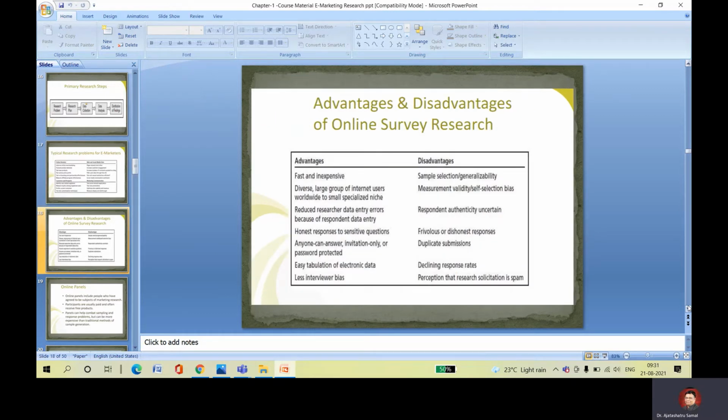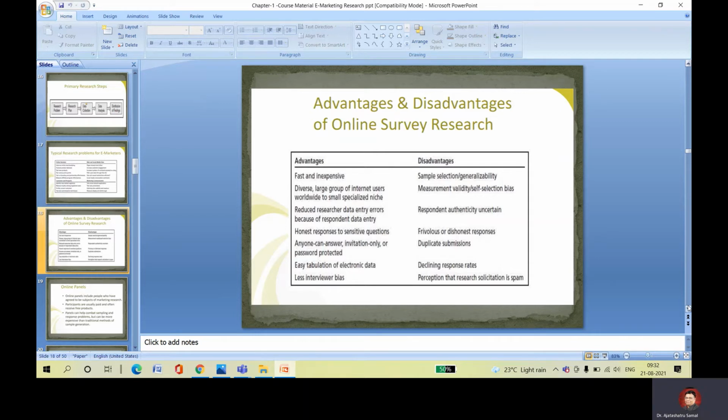Advantages and disadvantages of online survey research. First advantage is that it is fast and inexpensive, so it is not expensive. It reaches a diverse, large group of internet users worldwide, down to small specialized groups, so it can cover all over the world. It reduces research data entry errors because of respondent data entry. So the respondent will enter, there will be no problem in the data entry.